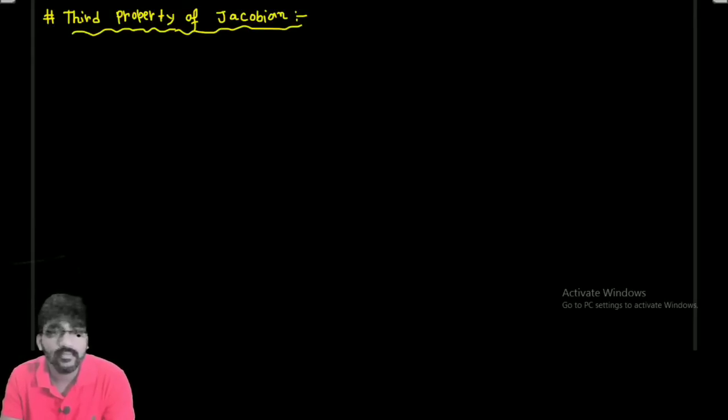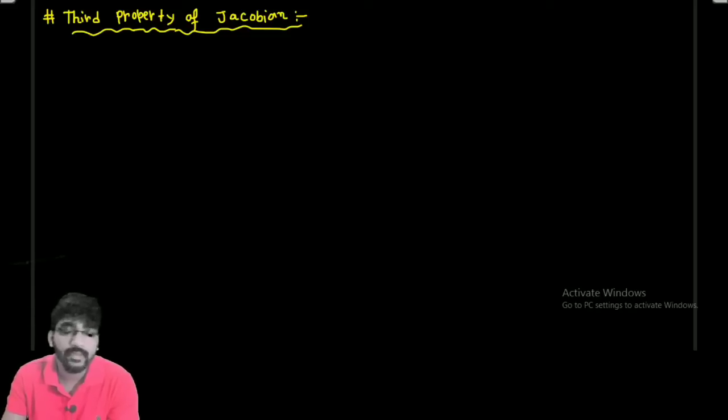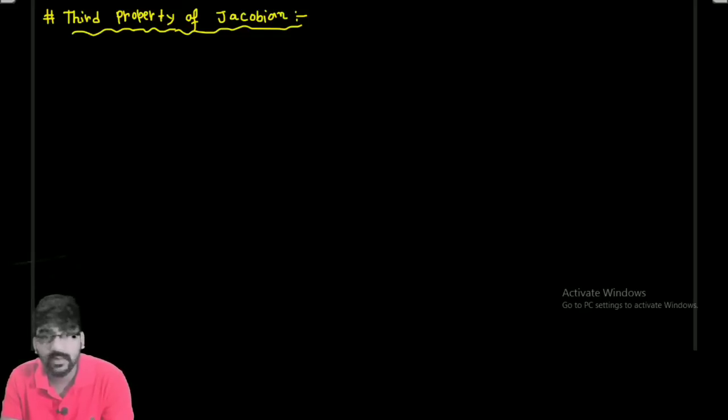So dear students, now let me start with the third property of Jacobian. In the last class we have discussed two important properties of Jacobian. Now let me discuss another more important property of Jacobian. And what is this property? This is the property we will see when the Jacobian will vanish.